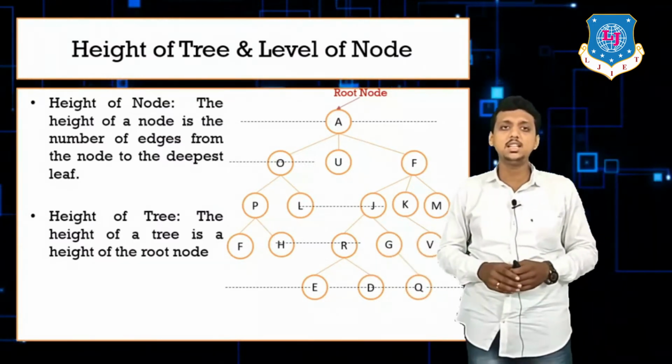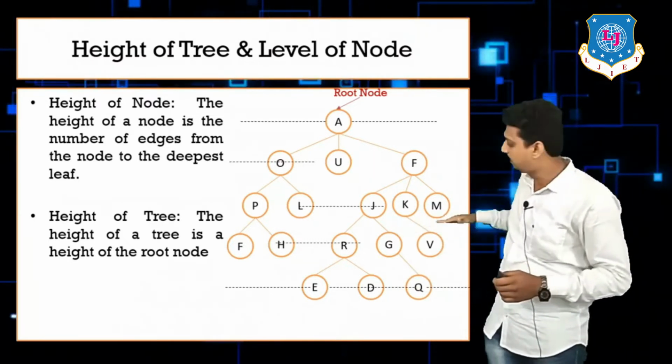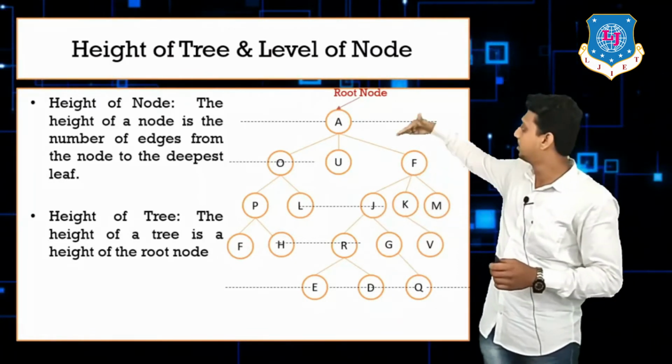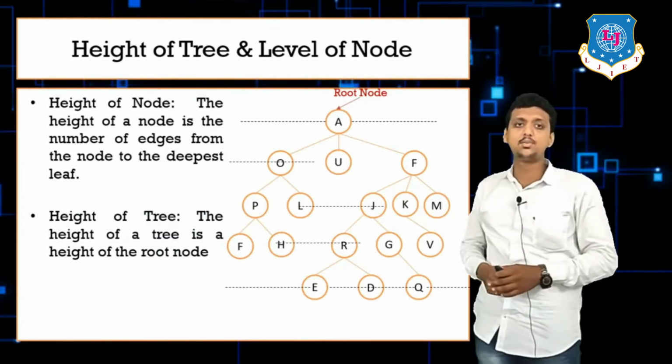Height of E and D is 0. Okay, now move further one level. Whatever nodes are at this level, the height is 1, then 2, then 3, then 4. So the height of the node is 4.